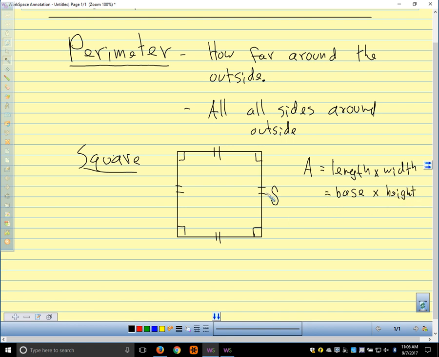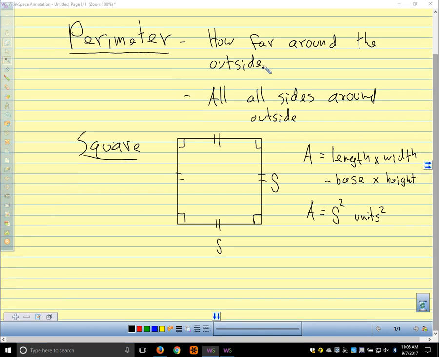For a square, the length and the width are the same. They're both S. So I'm going to say that the area for a square, these will work. That's fine. I'm going to write it as S times S, which is S squared. And for area, we're going to use units. Our units for area are going to be units squared. So inches squared, meters squared. The other way you can say it is square inches, square meters. So we want to include our units when we're talking about area.